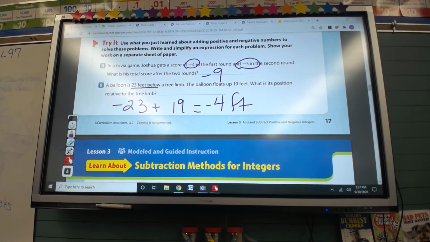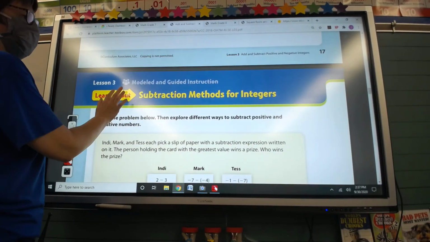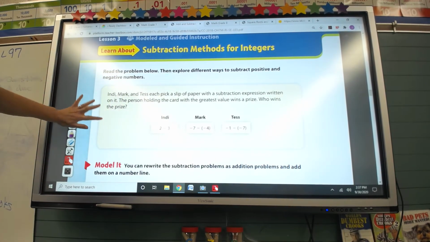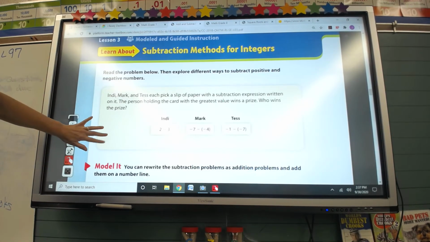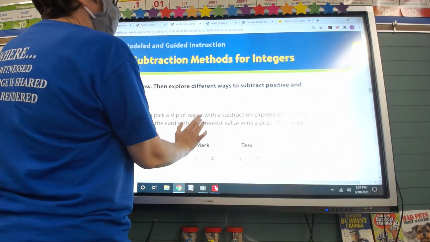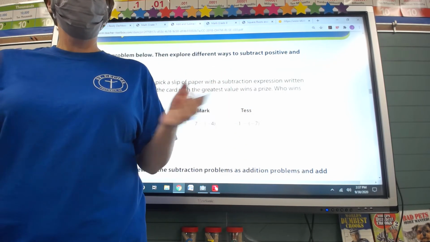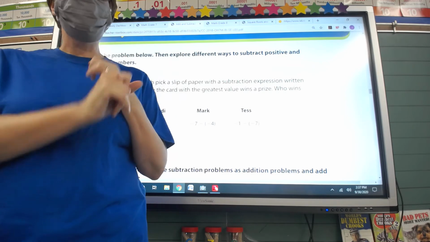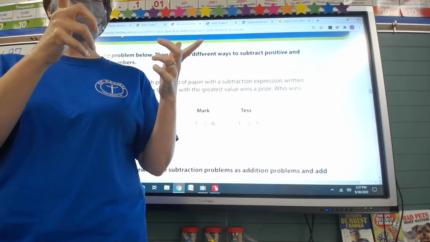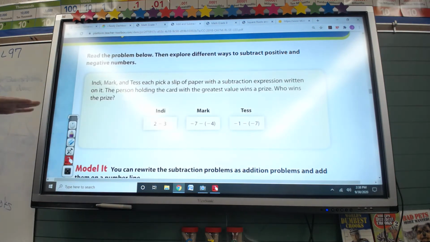Now, we're going to do page 18 and 19 together. So you have not done this. So fun. Okay, here we go. We're going to work on subtracting methods for integers. So we've already done some of this. What method are we using for subtraction? We're going to take the subtraction problem and do what to it? We're going to switch it and write it as an addition. Okay, that's our strategy.